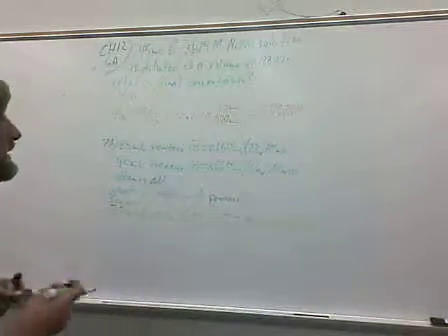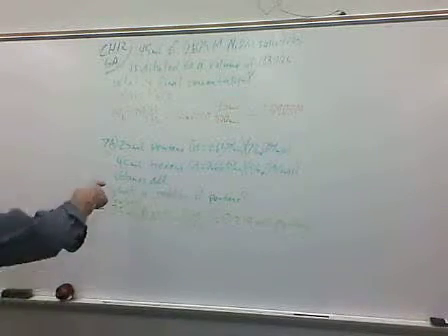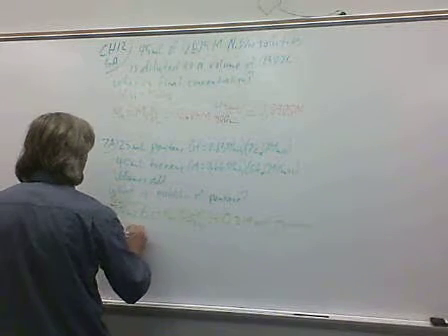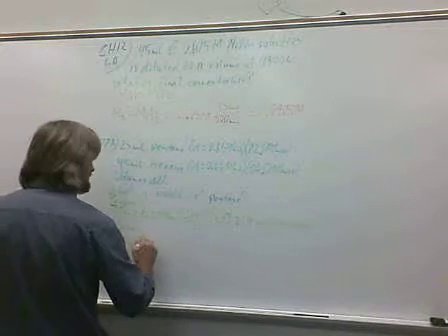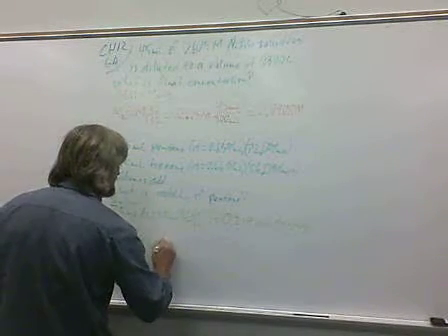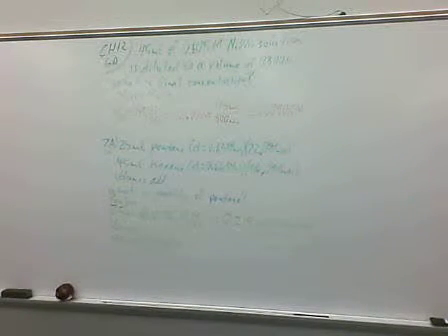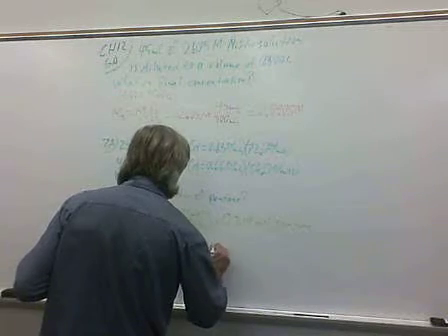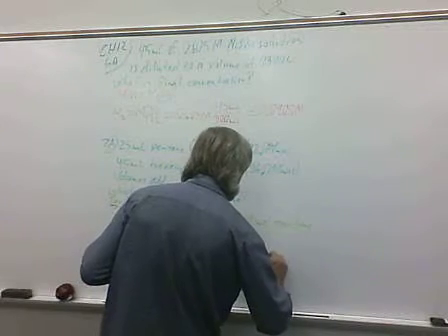And molality is moles of solute per kilograms of solvent. So we need the mass of our hexane. So 45 milliliters times 0.66 grams per milliliter. So we have two digits, 30 grams, or 0.030 kilograms.